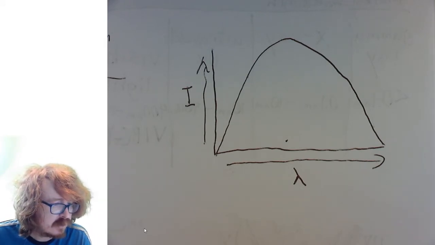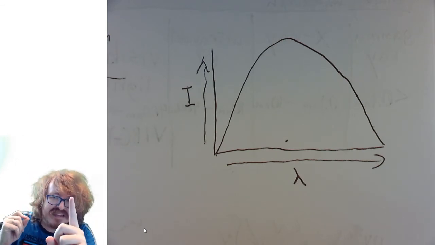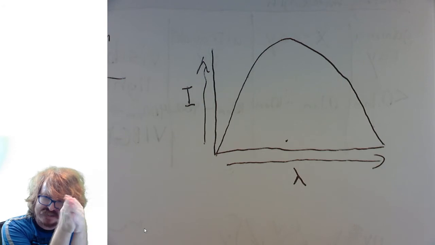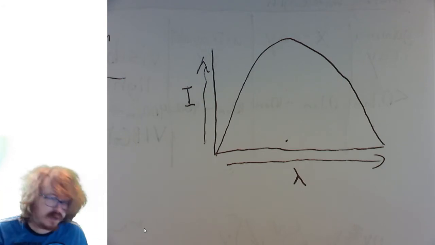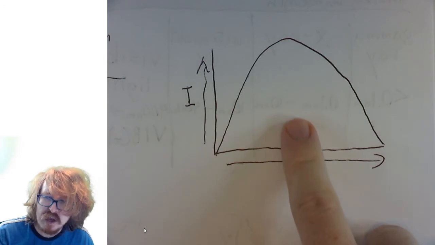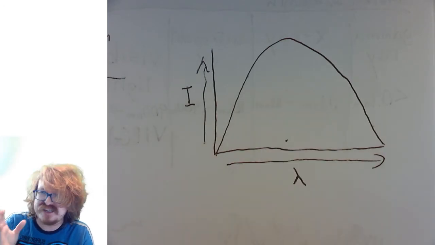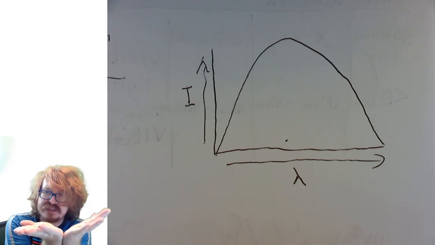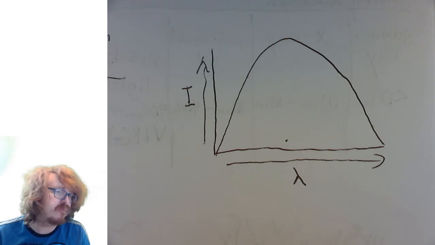When we look at an object, you don't just see one wavelength at a time. You see everything mixed together, right? So in order to make this graph, what we have to do is take the light that object's giving off and split it so that we can see how bright each one is, okay?